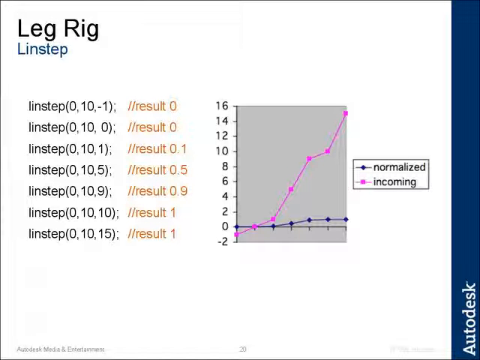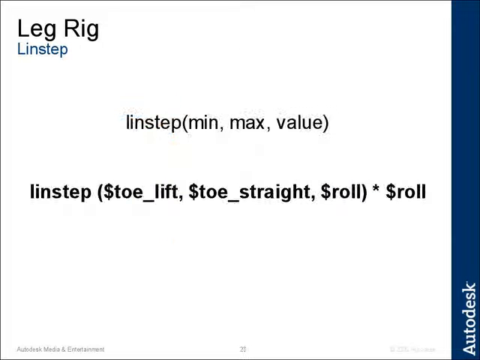So linstep works pretty well, but the problem is we don't want values between 0 and 1. We want the values to go between 0 and roll, whatever that value is. So how do we do that? Well, if the output is from 0 to 1, we can multiply the output by roll. That way, if the result is 0, we still get 0, but if the output is 1, we get whatever the roll is. So this is what the expression would look like.